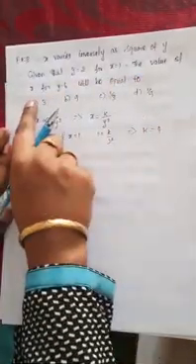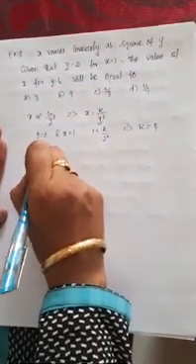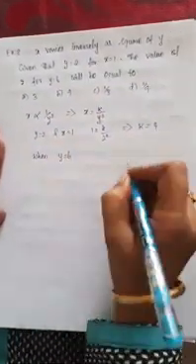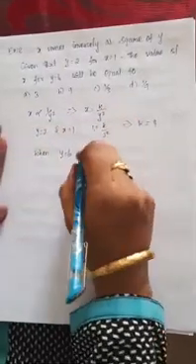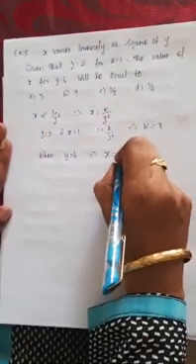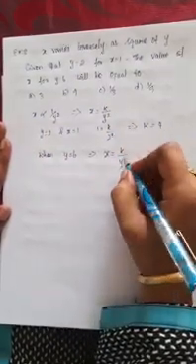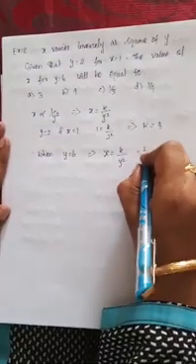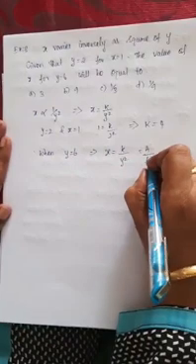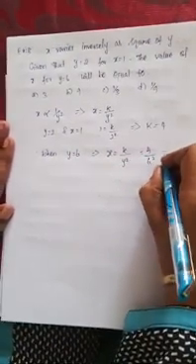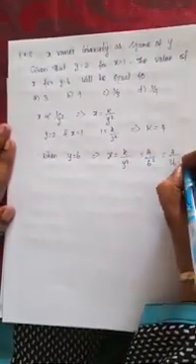We have to find the value of x for y equal to 6. When y equal to 6, the formula is x equal to k by y square. The value of k is 4, and substitute y equal to 6. So 6 square is 36, so 4 by 36, that is 1 by 9. So value of x is 1 by 9.